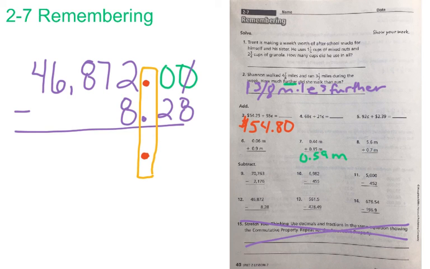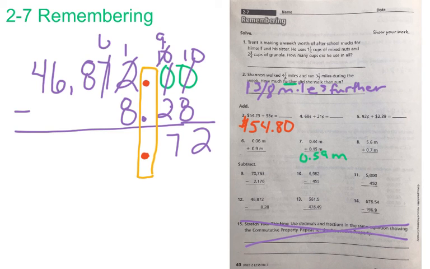0 minus 8, okay, we can't complete that, so we have to borrow, and that becomes an 8. This 0 becomes a 10, and this 2 is going to have to become a 1. Now, we have to borrow from this 0, so it becomes a 9. 10 minus 8 is equal to 2. 9 minus 2 is equal to 7. 1 minus 8 we can't complete, so we have to borrow again. Our 7 becomes a 6, and our 1 becomes an 11. 11 minus 8 is equal to 3.